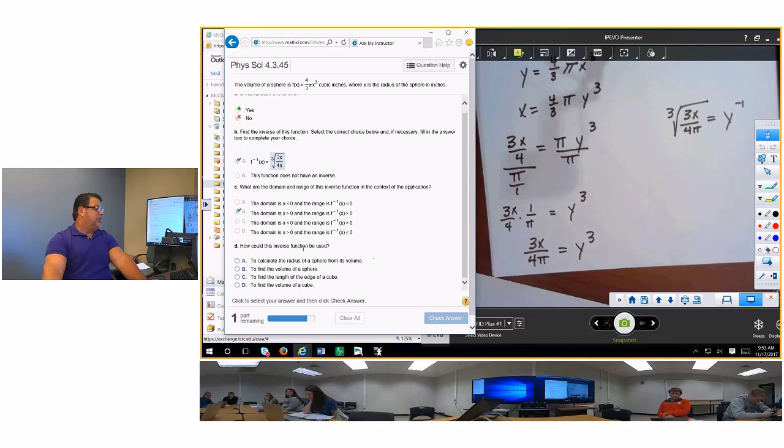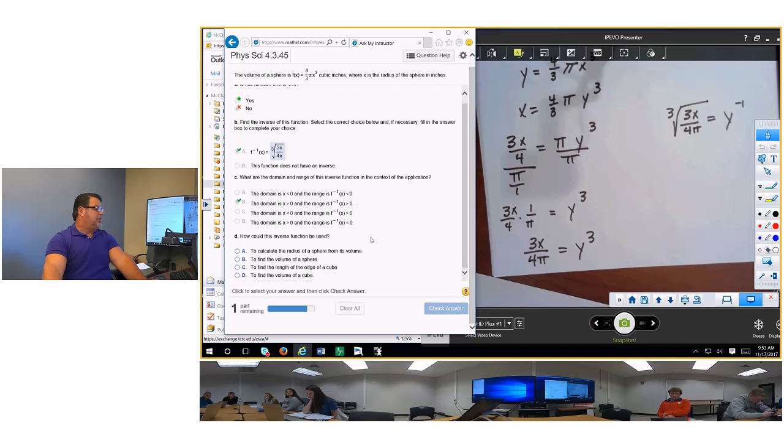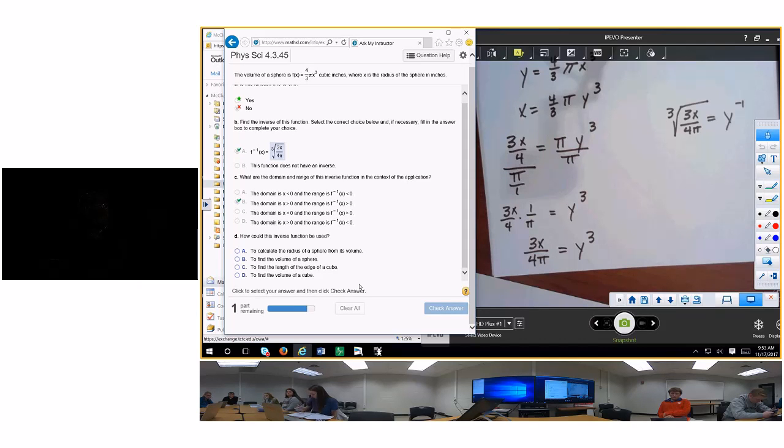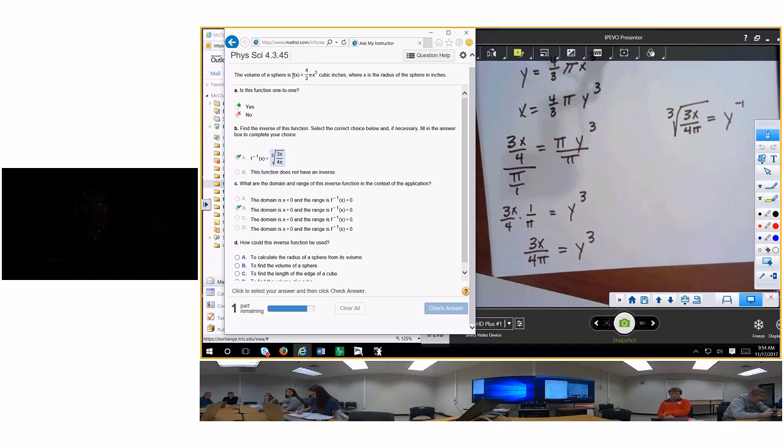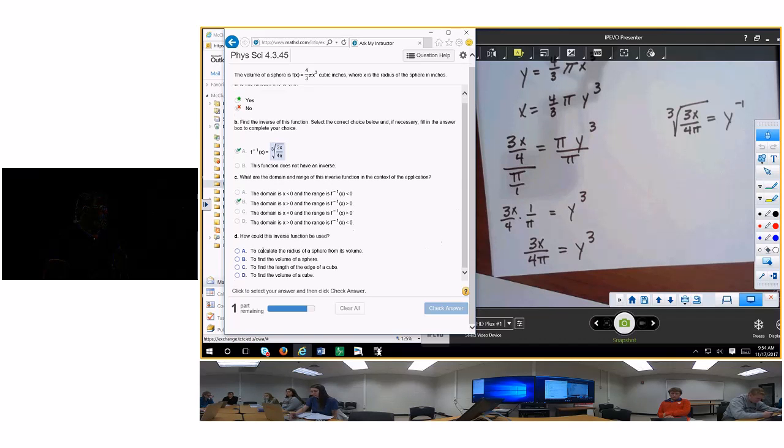How could this inverse function be used? Okay, well, the volume of a sphere is blank, where x is the radius. So this would be figuring the radius, calculates the radius from its volume.